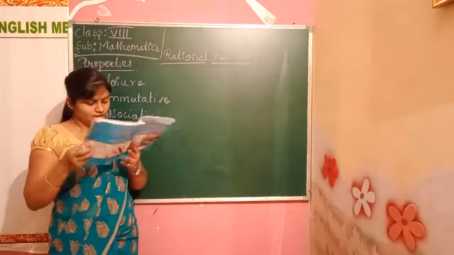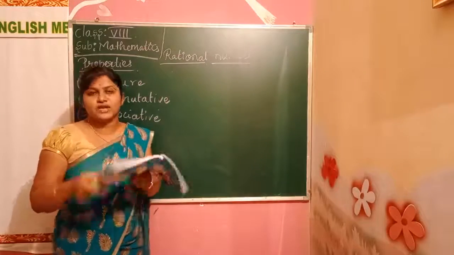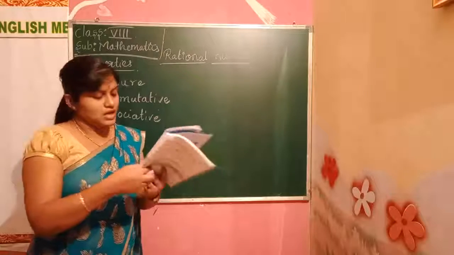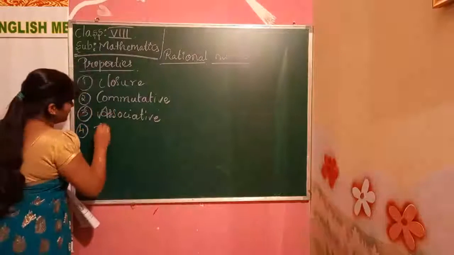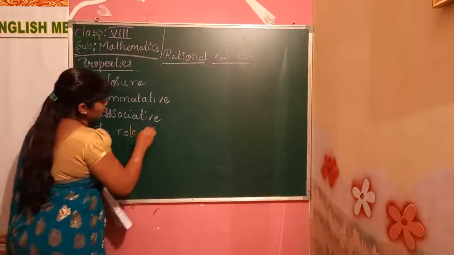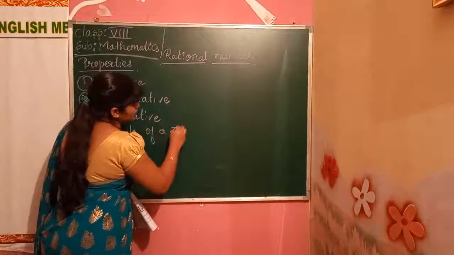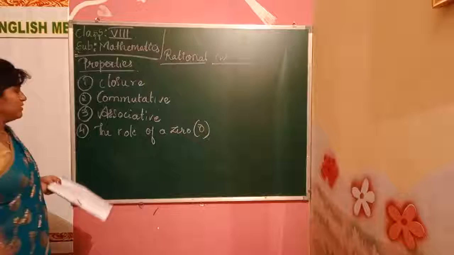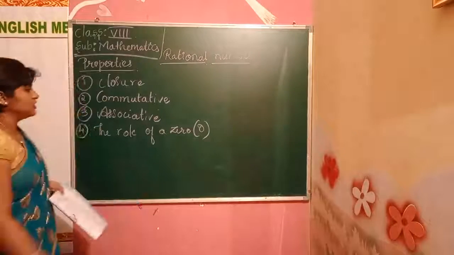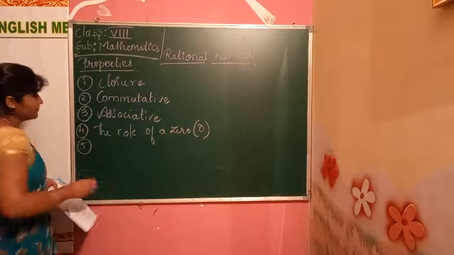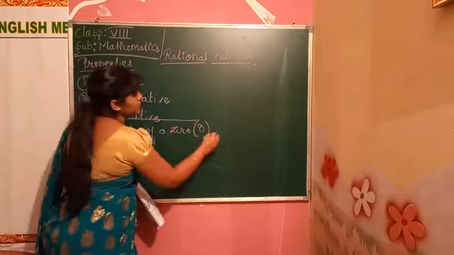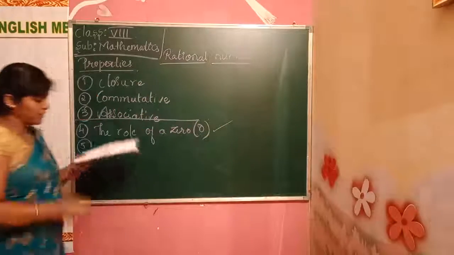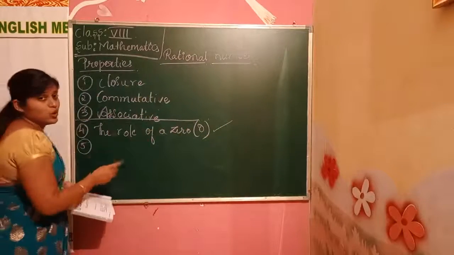It is also called the zero property, or the role of 0 in the rational numbers. We'll see the role of 0 in the rational numbers. The fifth one we completed till this. Today we'll solve this one and the next property. The next one is the role of 1.